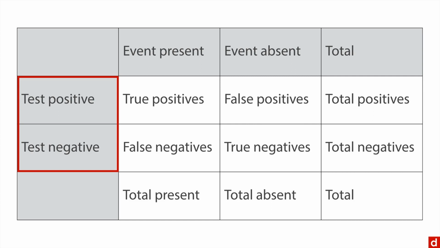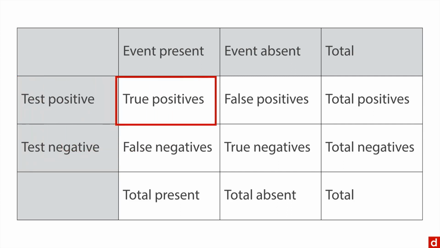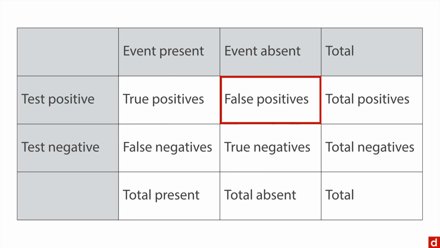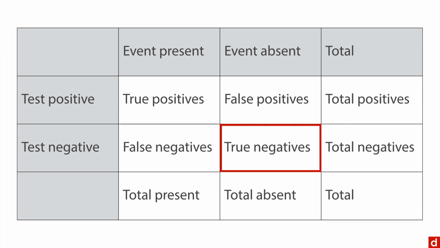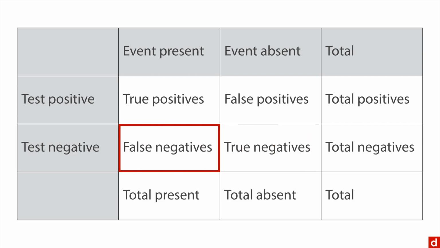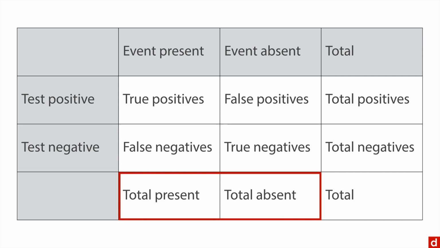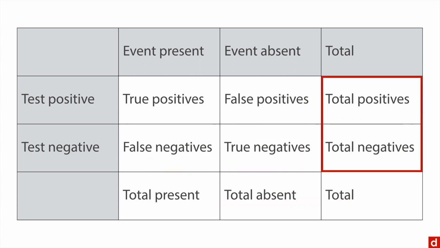And then you have these combinations of true positives, where the test says it's happening and it really is, and false positive, where the test says it's happening but it's not. And then below that, true negatives, where the test says it isn't happening and that's correct. And then false negatives, where the test says there's nothing going on, but there is in fact the event occurring. And then you start to get the column totals, the total number of events present or absent, and the row totals that talk about the test results.